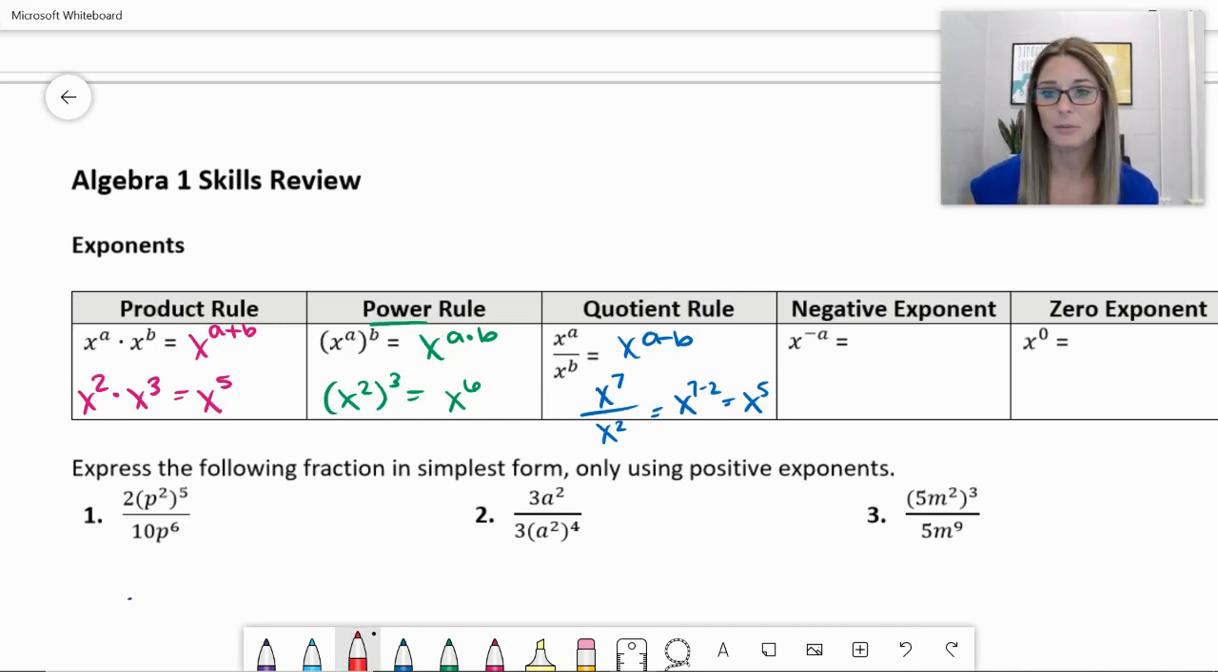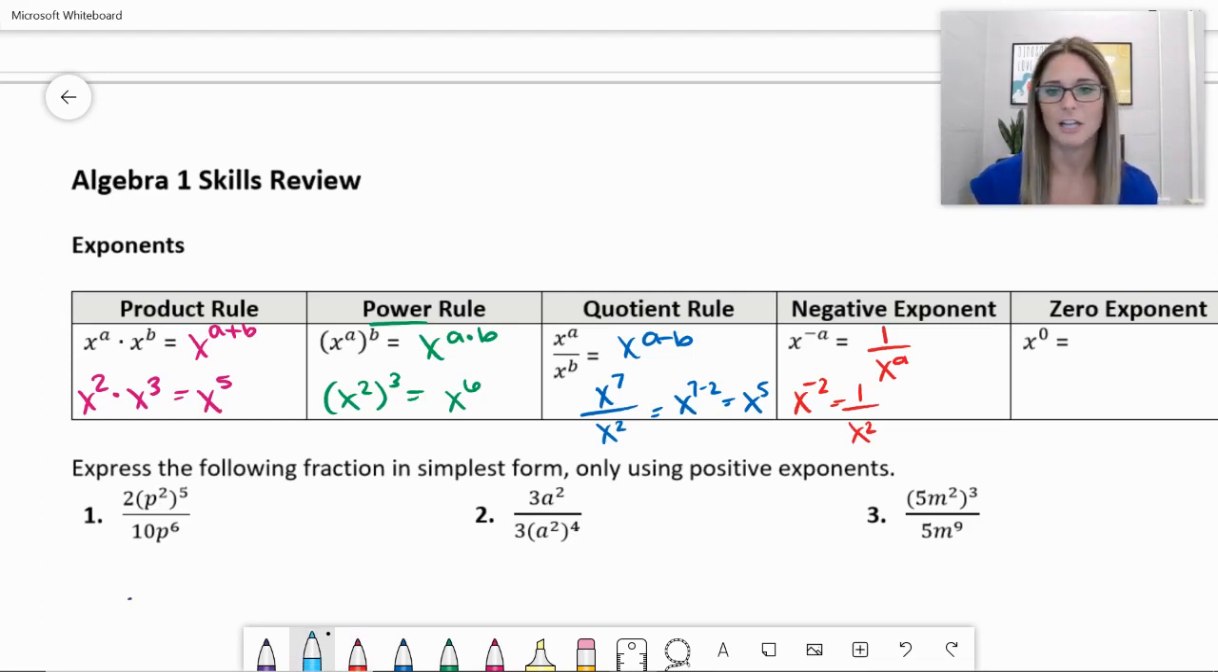Your negative exponent rule, if you have a negative power, it is equivalent to 1 over x to the positive exponent. So it moves down into the denominator. So an example, let's have x to the negative 2 is equal to 1 over x squared. Now we're not allowed to have negative exponents when we're done. So we are going to use this rule a lot.